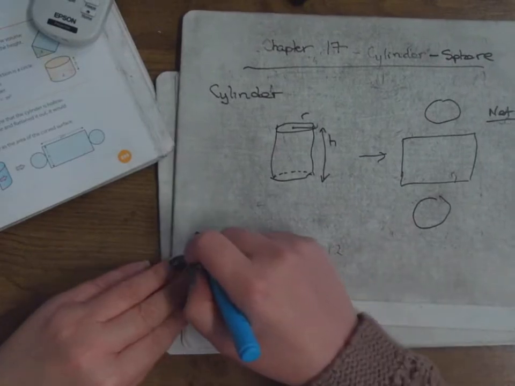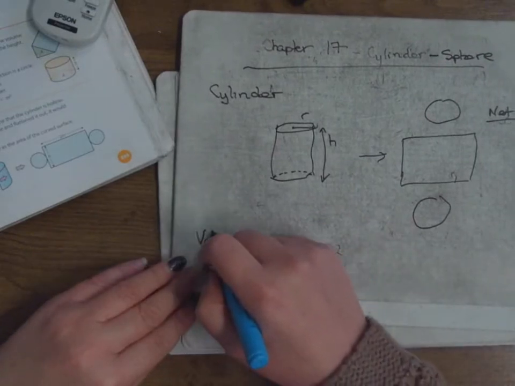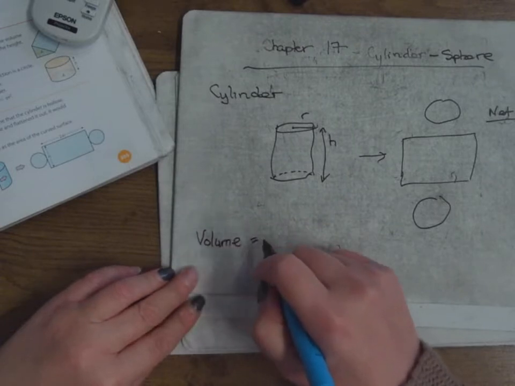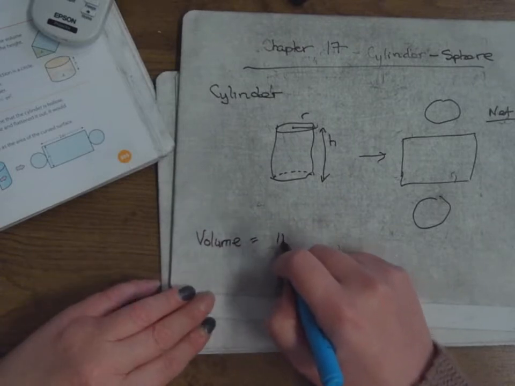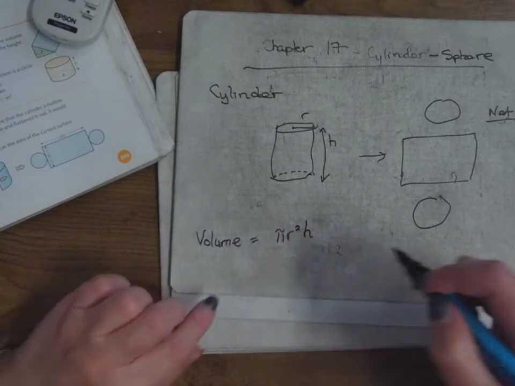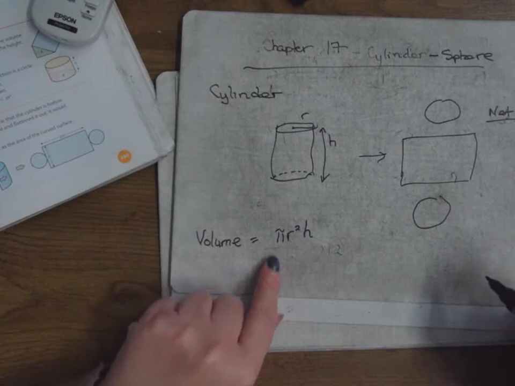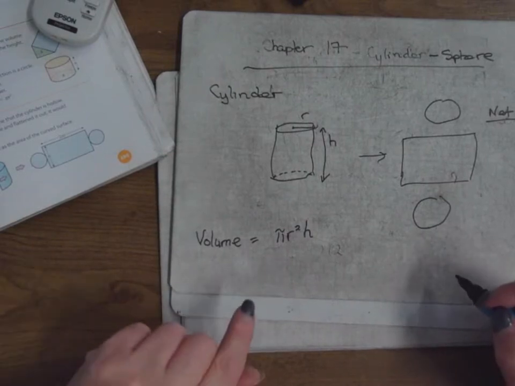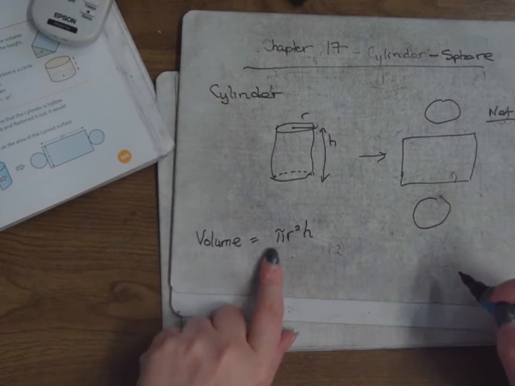So you can get the volume of the three-dimensional shape. There's a formula. The volume of the three-dimensional shape is pi r squared h. What does pi stand for? 3.14. There's a button on your calculator. You don't even have to remember that.